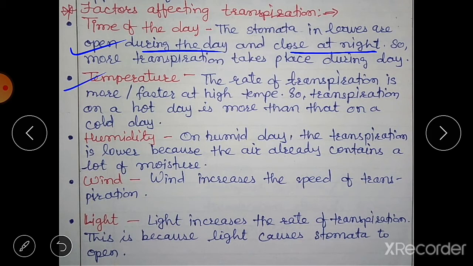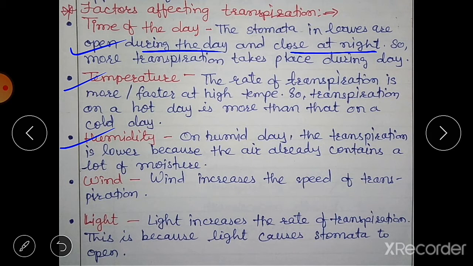Second, temperature. The rate of transpiration is faster at high temperature. If temperature is high, then the rate of transpiration will be high, and so the transpiration on a hot day is more than on a cold day. If the day is hot, transpiration will be more. If the day is cold, transpiration will be less.